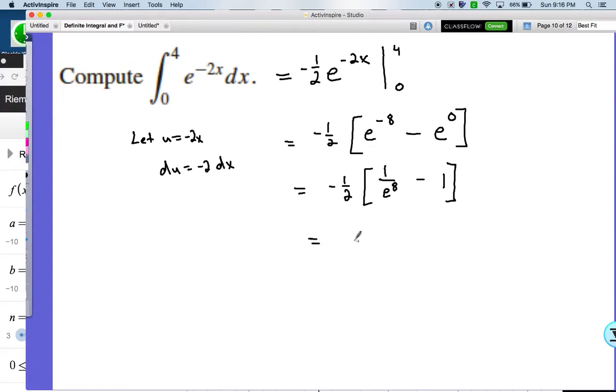And so your answer can either be a negative 1 over 2 e to the 8th plus 1/2, or if you want to find a common denominator, you go ahead and multiply by e to the 8th on top and bottom here, end up getting e to the 8th minus 1 all over 2 e to the 8th. So a multiple choice question might have that on there. But either of those answers are acceptable.